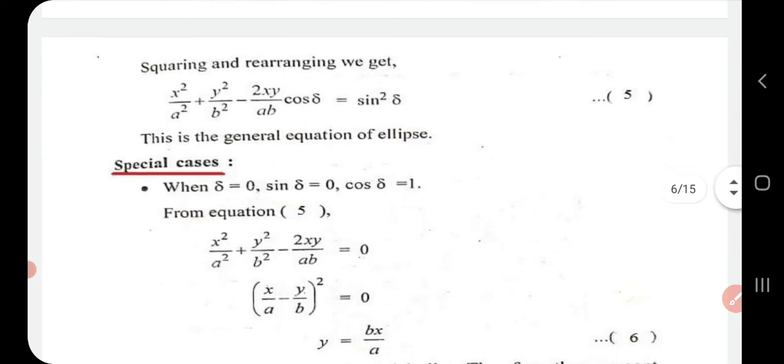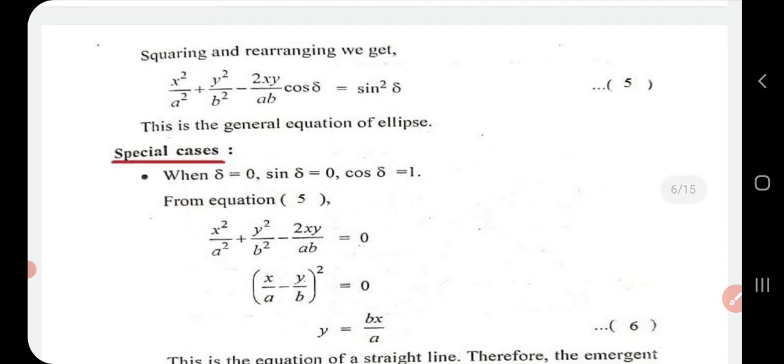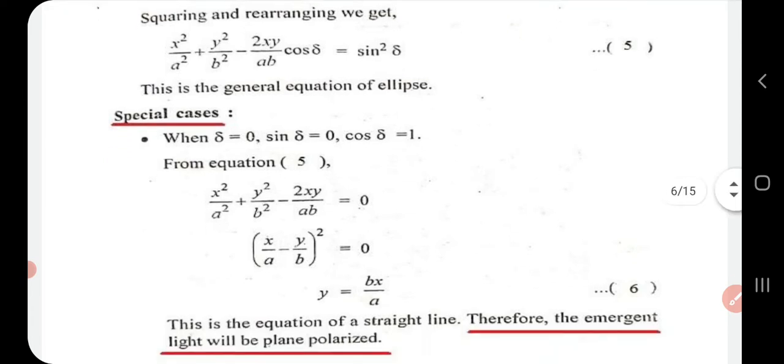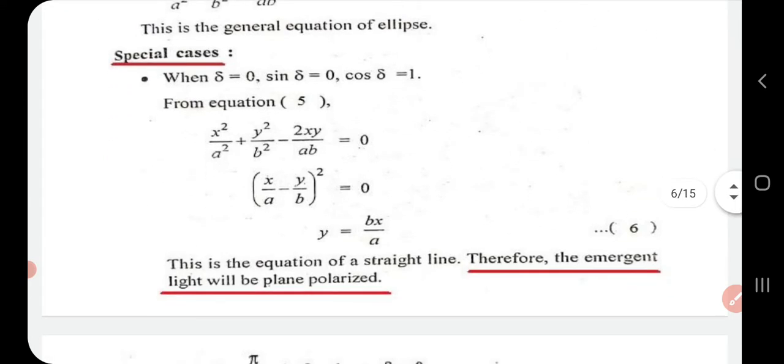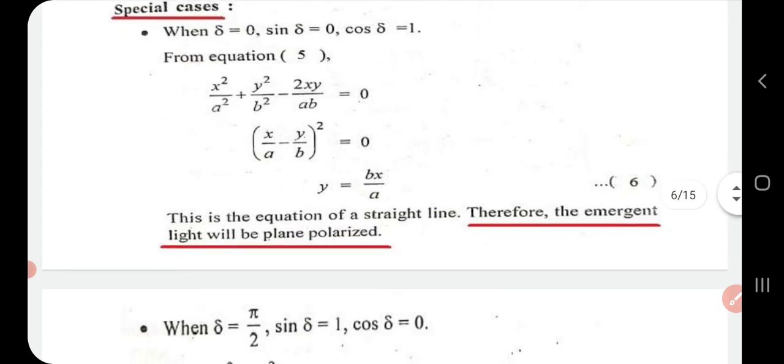Now let us see a few special cases. That is when path difference delta equal to 0. What will be sin delta? It will be 0. What will be cos delta? It will be 1. So from equation 5, how will equation 5 reduce to? It will become x square by a square plus y square by b square minus 2xy by ab equal to 0. It is nothing but (x by a minus y by b) the whole square is equal to 0. From that you can write y as bx by a, which is nothing but equation of a straight line. So this means that the emergent light will be plane polarized.